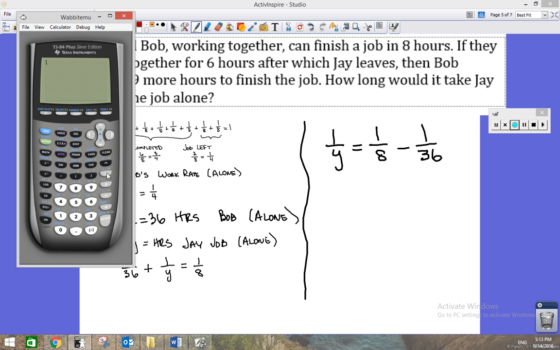So I've got 1 divided by 8 minus 1 divided by 36. And if I hit this inverse button, so I believe that J, working alone, can get the job done in, say, if I just round to the nearest tenth, 10.3 hours.